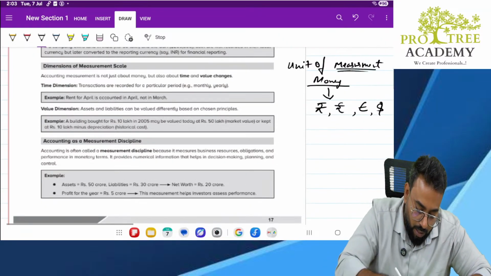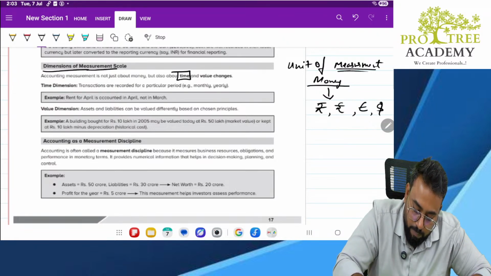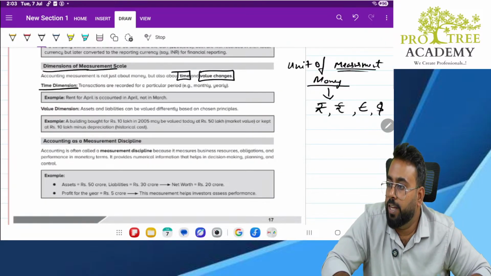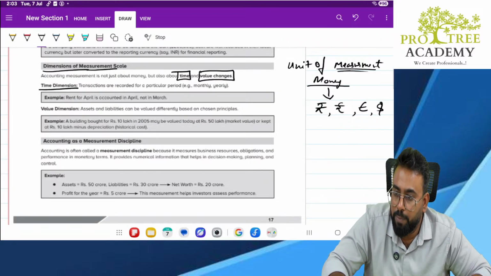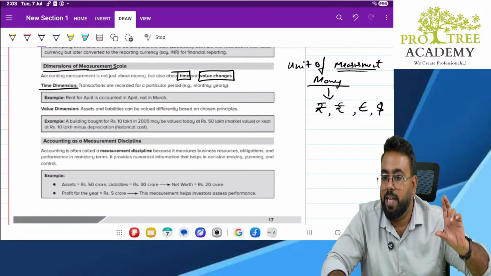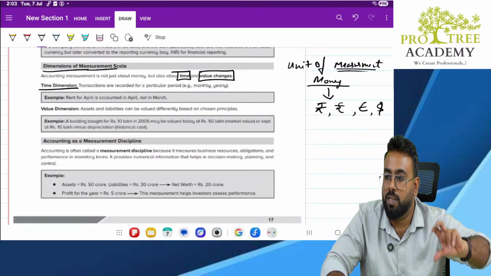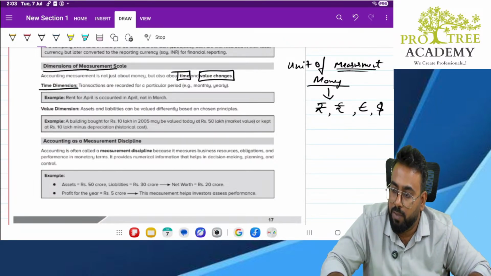Okay. So for the dimension of measurement scale, there are two dimensions. One is time, one is value. What is time? Always remember, in terms of accounting, you record the transaction depending upon the time. Say, for example, if a transaction has happened in the month of April, you will record it in the month of April. If the transaction has happened in the month of January, you will record it in the month of January. So a transaction is always recorded with respect to the period in which it has occurred. We focus on the time period in which it has happened, and accounting is recorded accordingly. Clear?